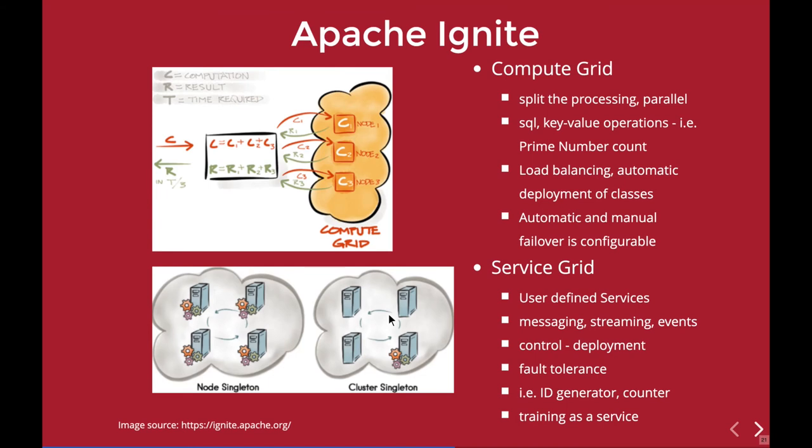In the service grid, we have user-defined services. We can deploy a service in two ways, node singleton or cluster singleton. Node singleton means the service is deployed on each of the nodes, and cluster singleton means in one cluster there will be one service deployed on one of the nodes. Also, if one of the nodes goes down, we don't have to restart the whole cluster. We just have to start a new node and it works smoothly. So we can have a deep learning framework or machine learning algorithm as a service here, running on each of the nodes in parallel.